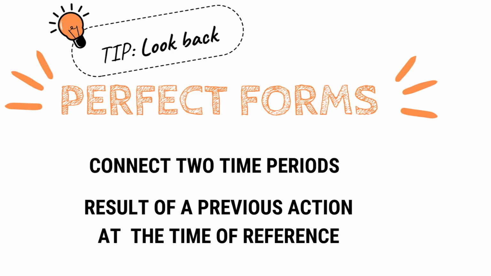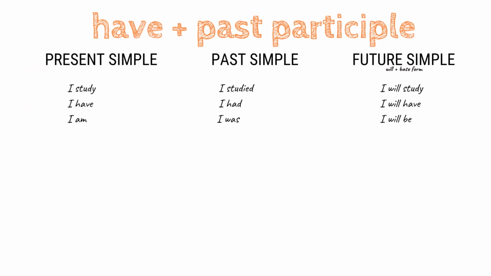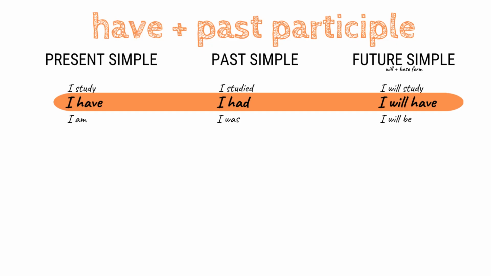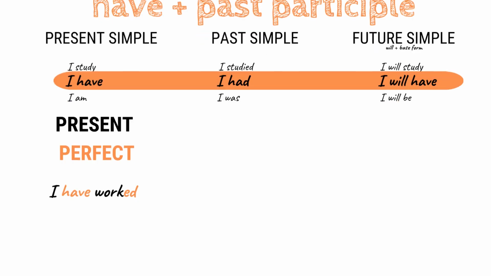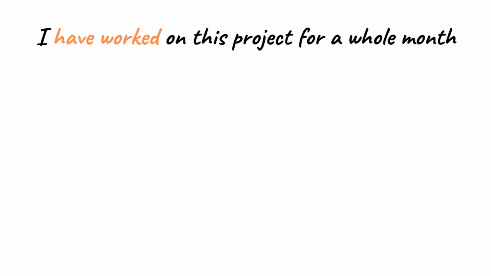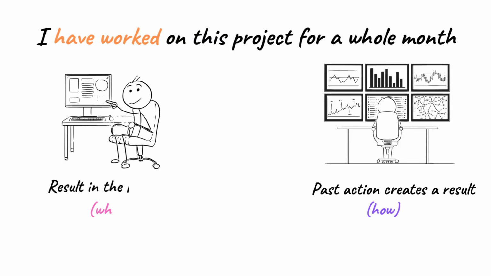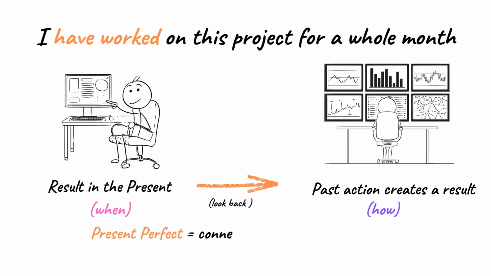to that time. To form the perfect tenses, we need have in the present, the past, or the future, plus the past participle of the main verb. The present perfect is I have worked. For example, I have worked on this project for a whole month. It describes how a past action creates a result or a situation that extends to the present. The specific time we look back from is the present. So the present perfect connects the present to the past.